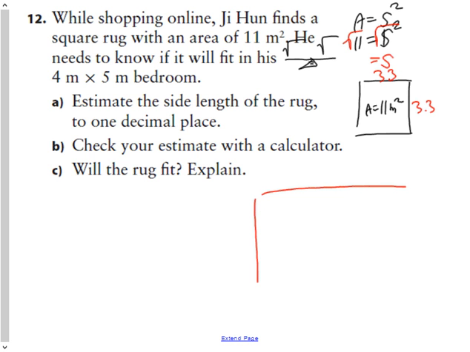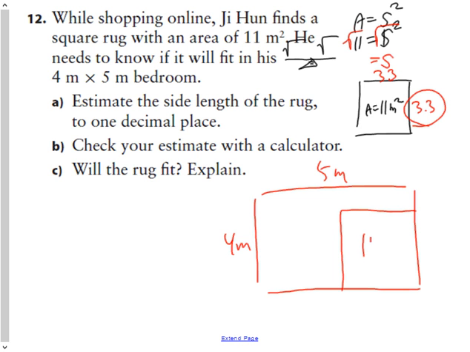And if I know that his bedroom, which I'm going to draw again, is 4 meters by 5 meters, a rug that has a side length of 3.3 meters would fit into his room. So yes, it will fit because it's only 3.3 meters. And in fact, he would have 0.7 meters left on one wall.